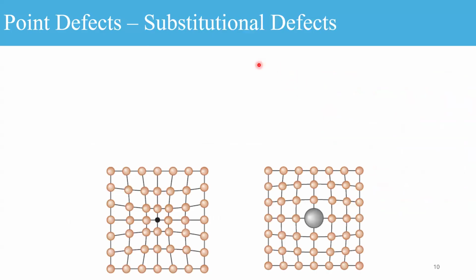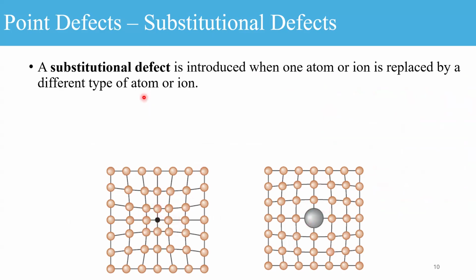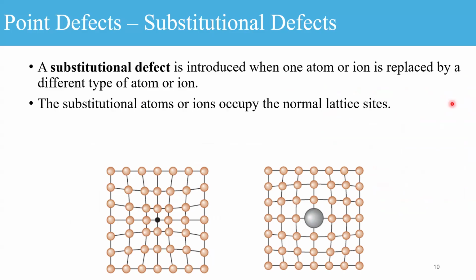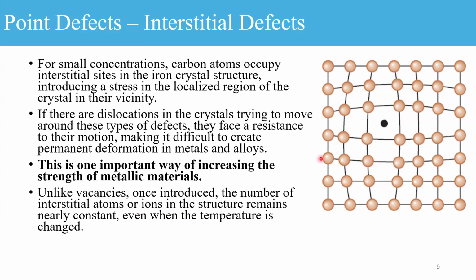The substitutional defect is when an atom is substituted by another atom. It can be smaller than the original atom or it can be bigger than the original atom. So this defect is introduced when one atom or ion is replaced by a different type of atom or ion. The substitutional atoms or ions occupy the normal lattice sites, as opposed to the interstitial, where it occupies the spacing between the atoms, or the vacancy, when there is no atom in the crystal structure.